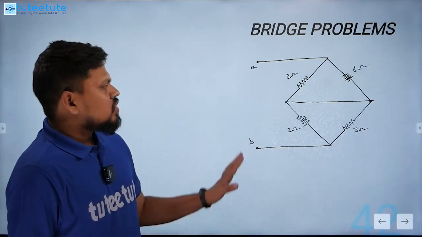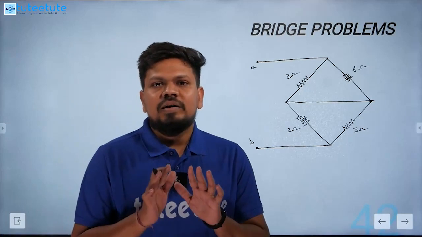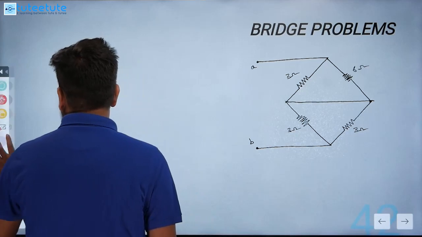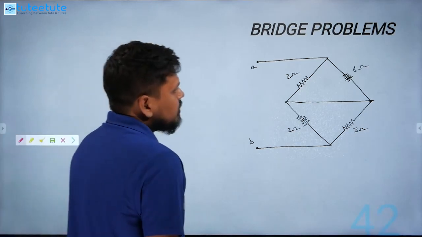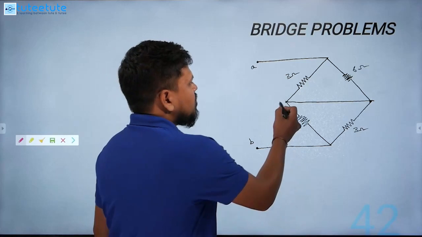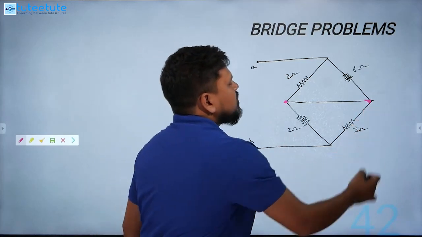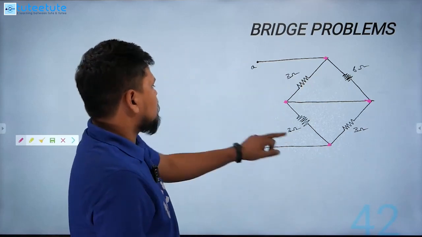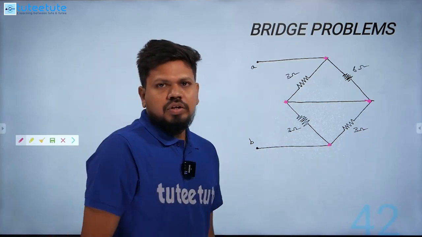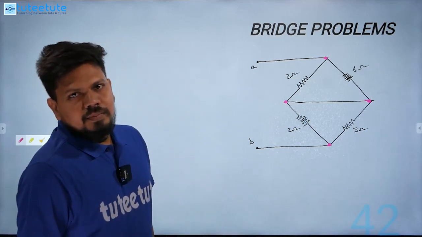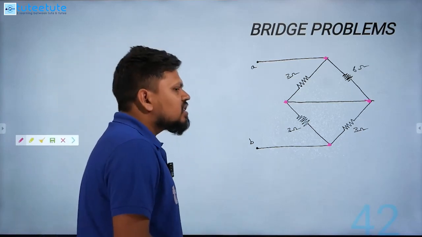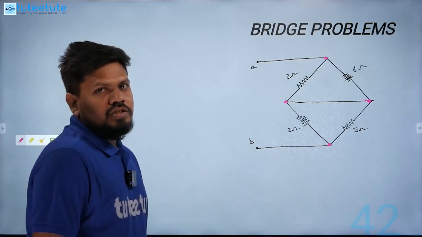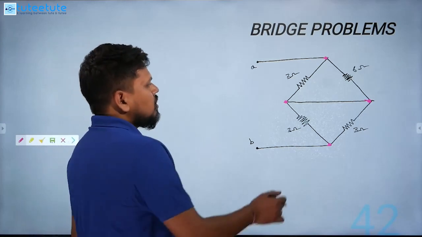for this question, first we have to see whether it is a bridge or not. Just see this one, whether it is a bridge or not. It is a bridge because between these two terminals, some short circuit is connected, and between the other two terminals, some source or target terminals have been connected. Understood, right? Now, once it is a bridge, we have to consider whether it is a balanced bridge or not a balanced bridge. Understood, right?